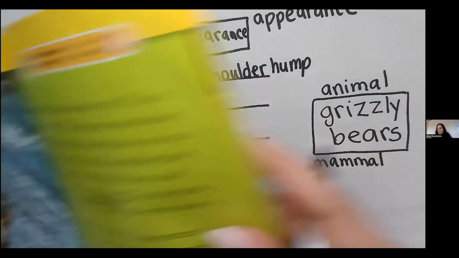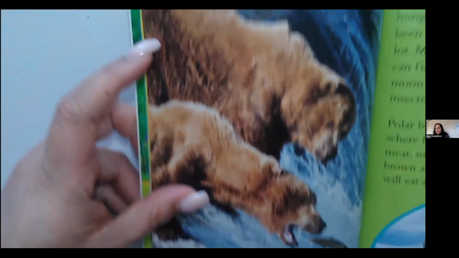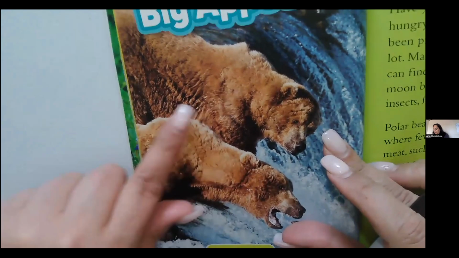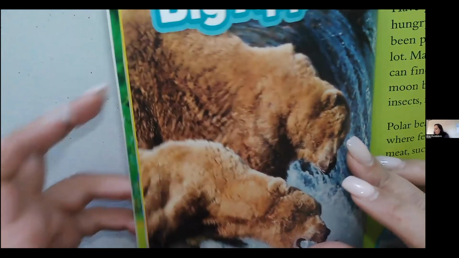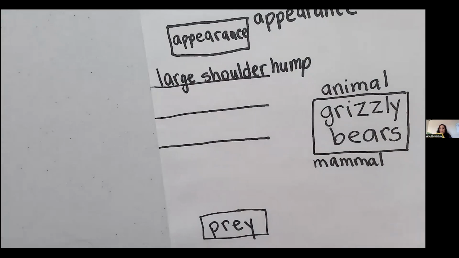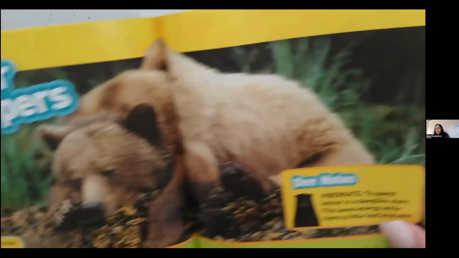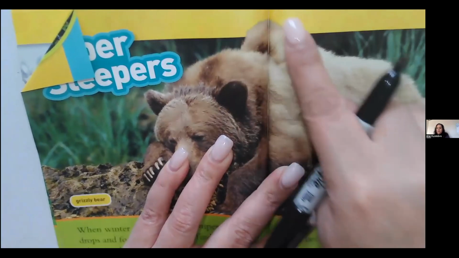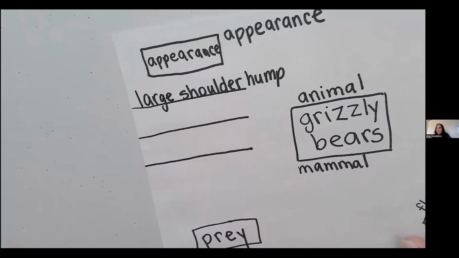So here we go. So I guess this would be the hump right here. And then this would be a hump right here. So it's by their shoulders. There is a big shoulder hump. I'm trying to see if my book here has another, you can't really see it in that page. So yep, here's one as well. You could see a shoulder hump. Okay, so they have a large shoulder hump.